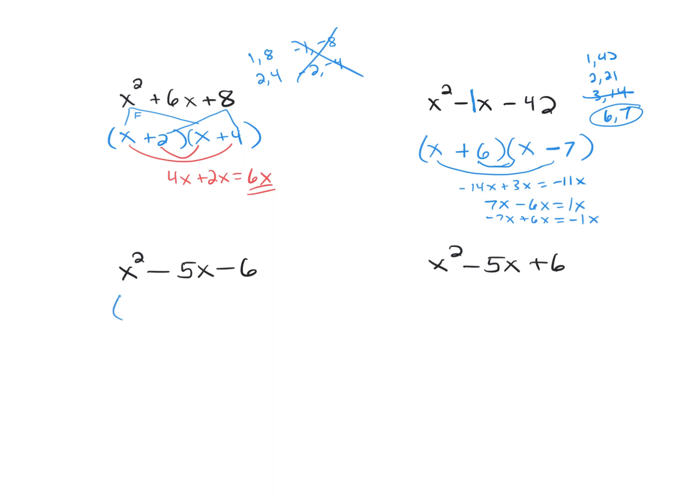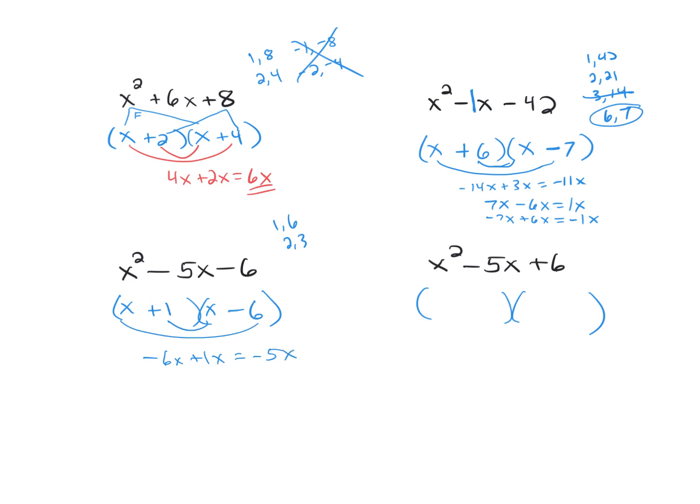Okay, last two on this page. These look very similar. I know I'm going to have x and x, but to get a 6, I need a 1 and a 6, or a 2 and a 3. Now the thing is here, this is a negative, so one of these has to be a minus. So let's do, I'll just do plus 1 minus 6. My O is negative 6x. My I is plus 1x, and that works.